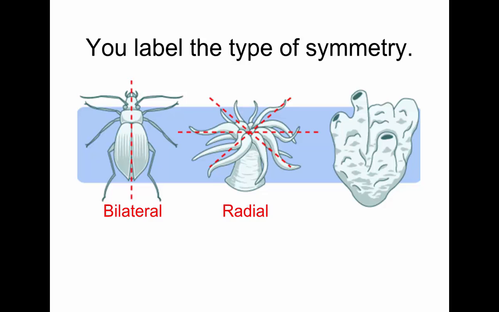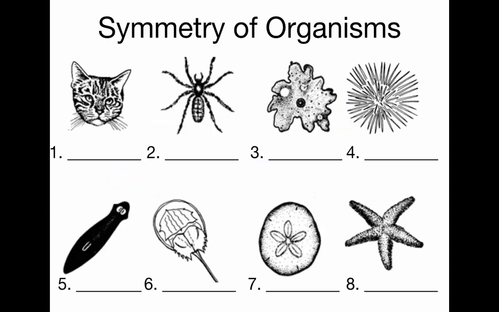And how about this sponge? Trista? Asymmetry. It doesn't have any pattern to it. All right. What do you think about these things? How about this cat? What type of symmetry, Brandon? Bilateral, yes. Draw a line down the middle. You have whiskers on each side, an eye on each side, an ear on each side. That's bilateral symmetry.